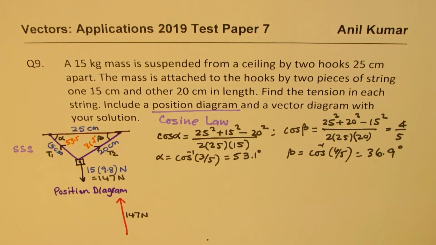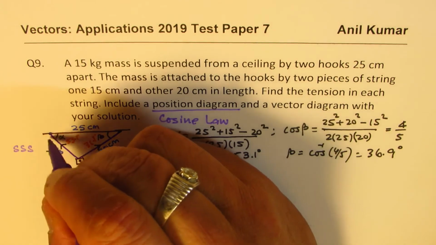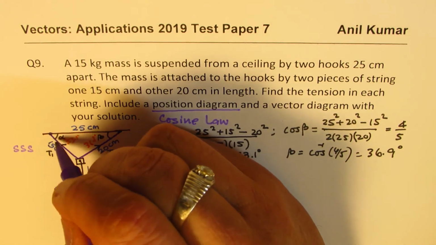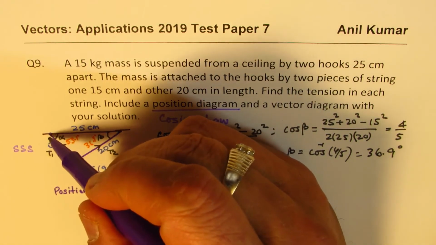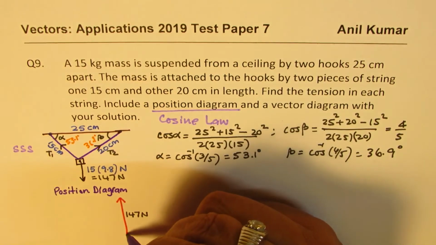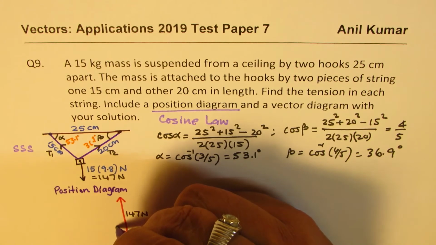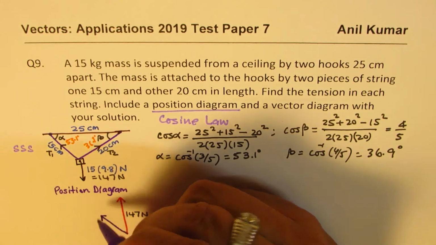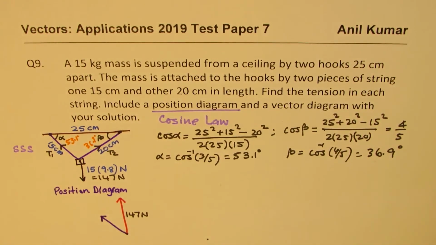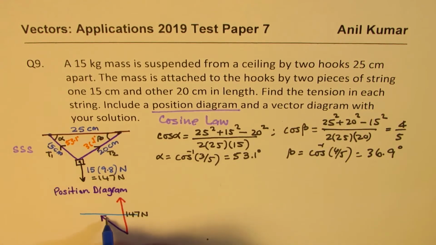Now, let's look into the tension 1, this one, right? So what we need to do, like in vectors, we'll just translate this vector right there, right? So parallel to this, so we'll translate this vector parallel to this. Do you see that? Parallel to this. Now clearly with the horizontal, what is the angle this is making? With the horizontal, this vector is making an angle of 53.1. Correct?